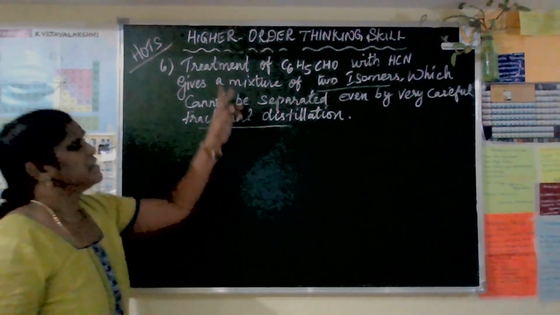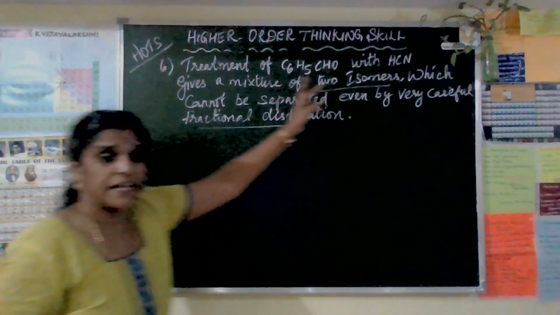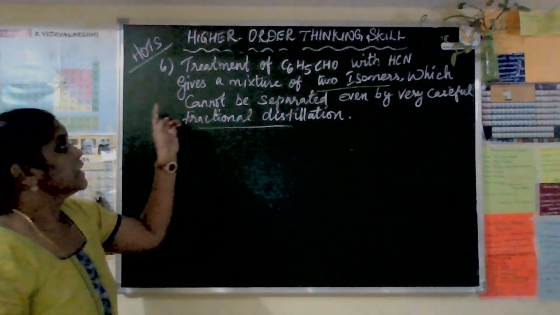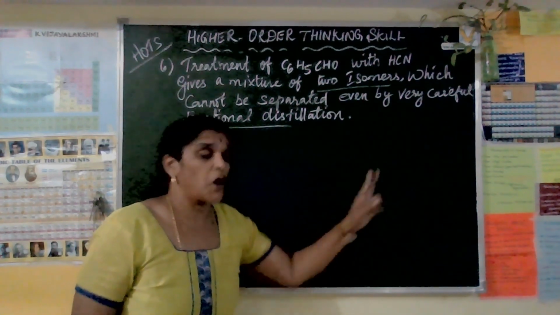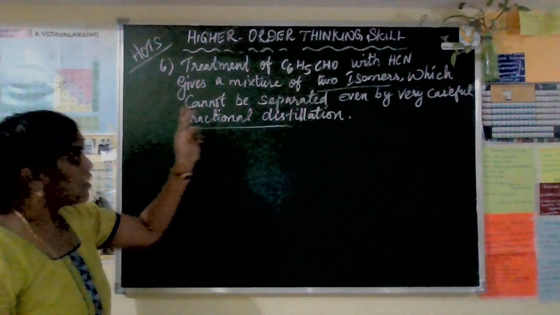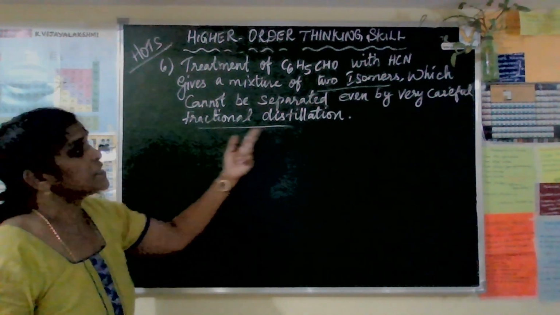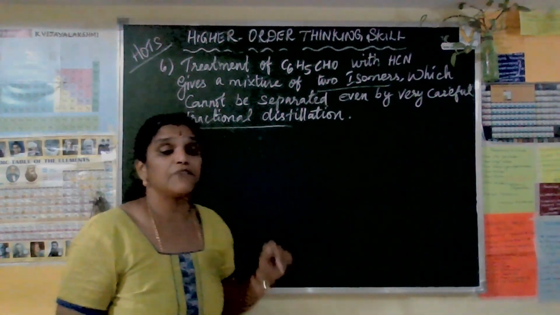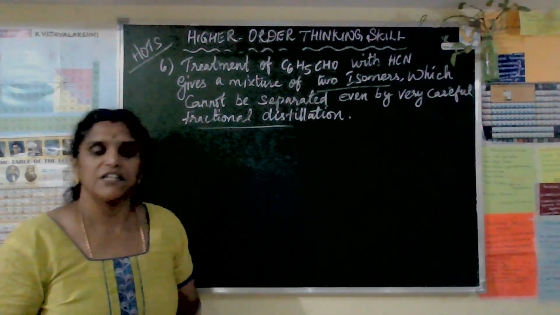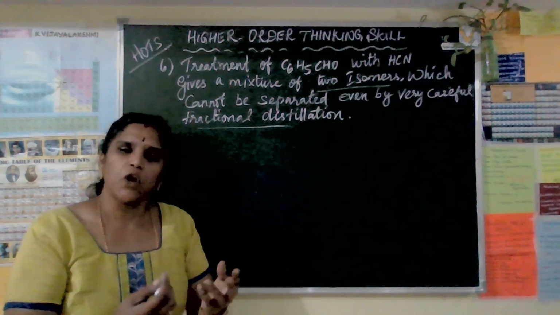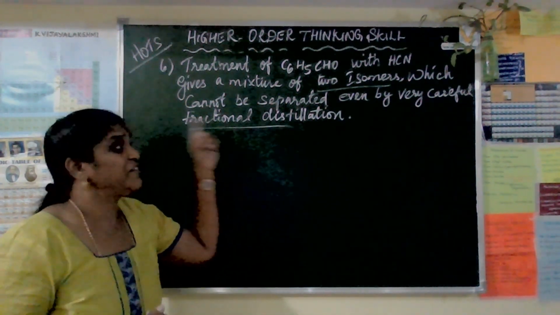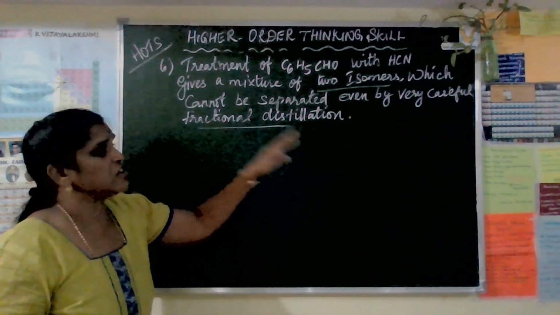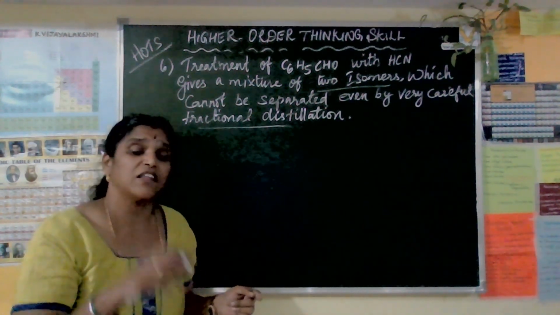The next one is a more interesting question. Treatment of benzaldehyde with HCN gives a mixture of two isomers. That means they are giving two products only, and you cannot separate the two products even by very careful fractional distillation. Generally, two compounds we can easily separate by fractional distillation, but even careful fractional distillation cannot separate these. So what are they? What is the name of it?